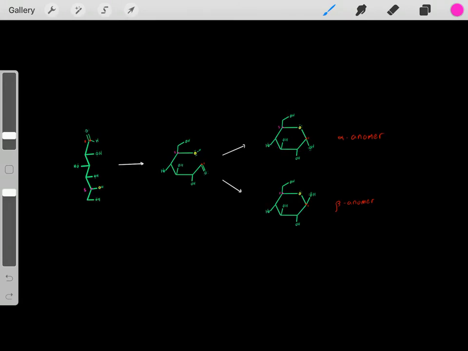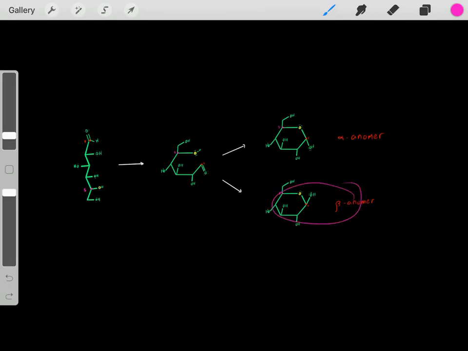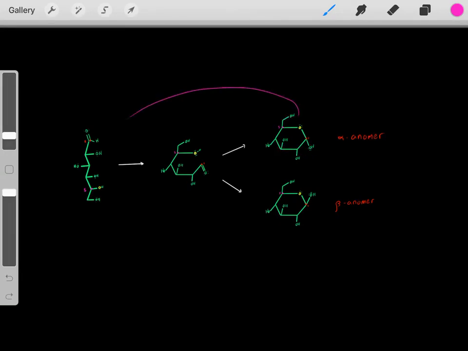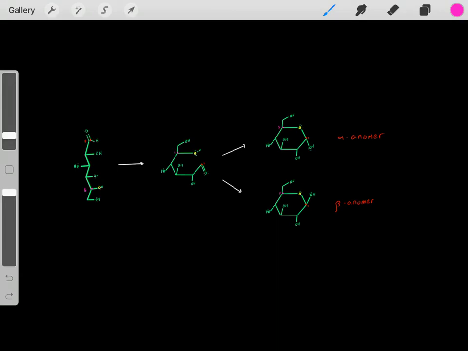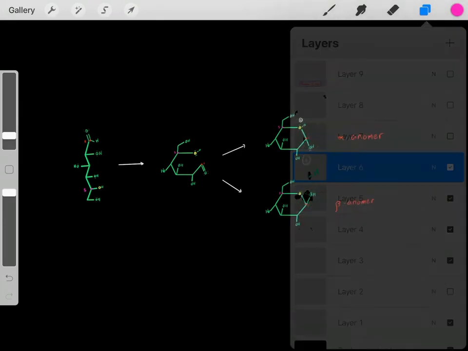But once we form these cyclic forms, we can go back to the linear form. And it's the same mechanism whether we're the beta anomer or the alpha anomer, so I'm just specifically going to focus on the alpha anomer. But we know once we form the cyclic form, we can go back to the linear form. So how do we do this? Well, the first step is we take this oxygen and we protonate it. So we simply protonate it.